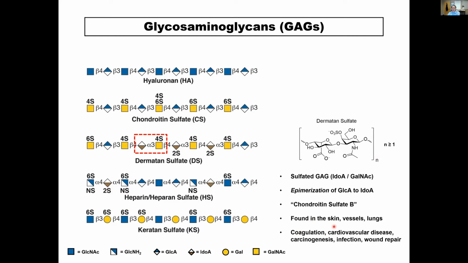Dermatan sulfate is mainly found in the skin, hence the name dermatan. It's also found in blood vessels and plays a key role in blood coagulation.